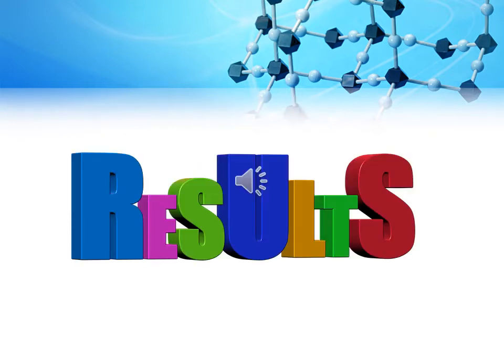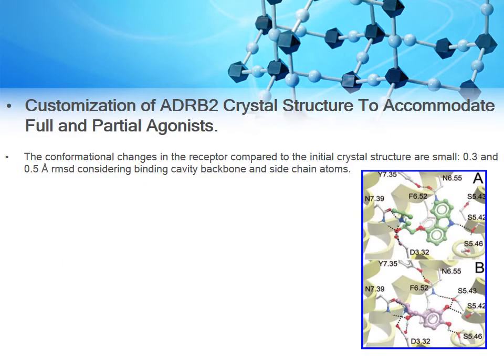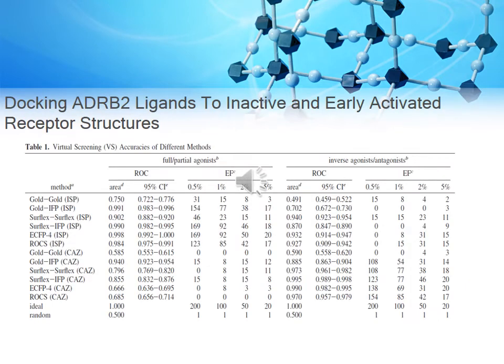Results. Table 1: recovering chemically similar decoys of known beta-2 adrenergic receptor ligands in a large chemical database, but not distinguishing between full and partial agonists or inverse agonists and neutral agonists. 200% false positive in terms of ROC values.